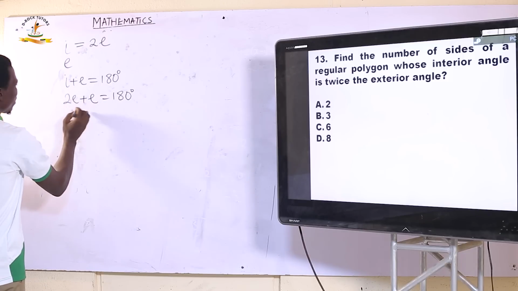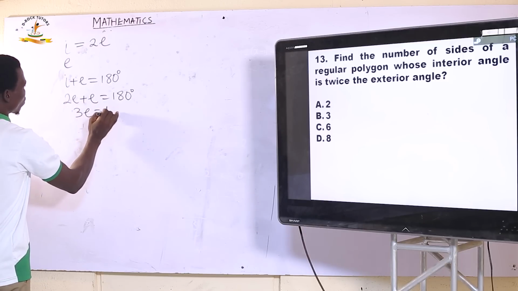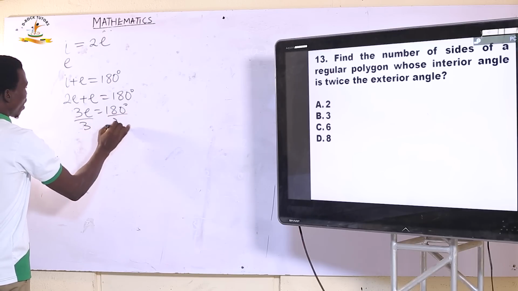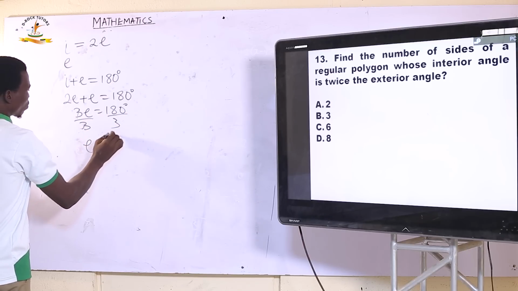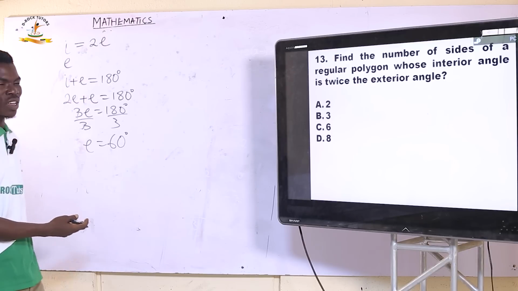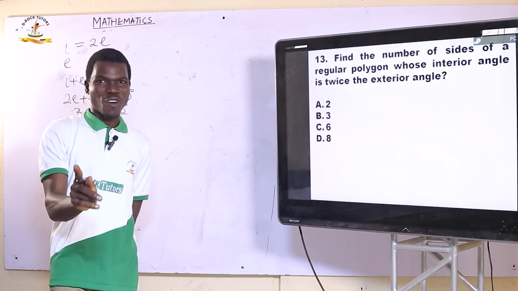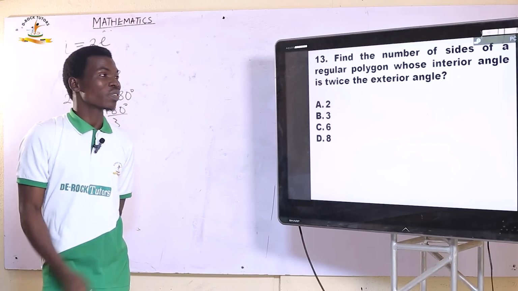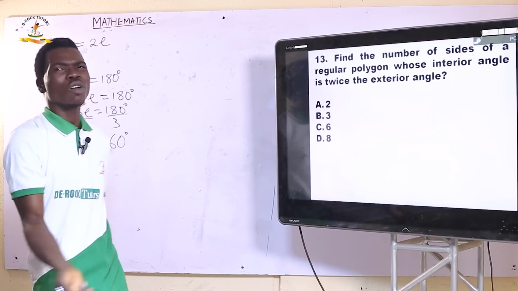You can see this is simply what? 3E equals 180 degrees, and dividing both sides by 3, I have E equals 60 degrees. So my E is 60 degrees, and that is the first thing. However, the question never asks us for the exterior. It only asks for the number of sides.